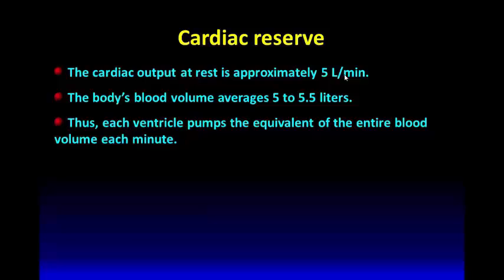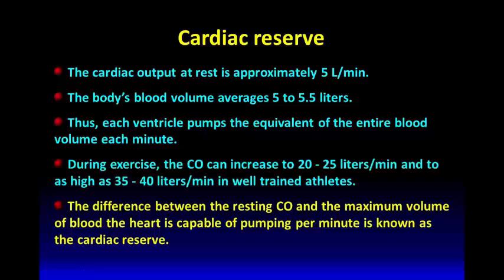So the left ventricle generates 5 liters in 1 minute injected into the aorta. Similarly, the right ventricle pumps approximately 5 liters of blood into the pulmonary trunk. And as you all know, the body's blood volume averages approximately 5 to 5.5 liters in the body. Thus, each ventricle pumps the equivalent of the entire blood volume in each minute.